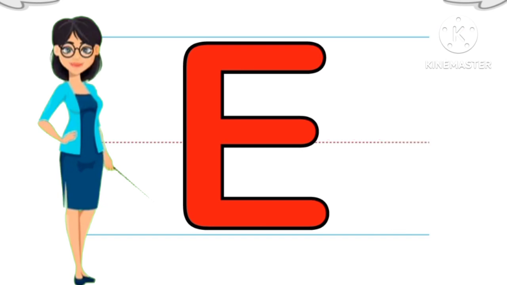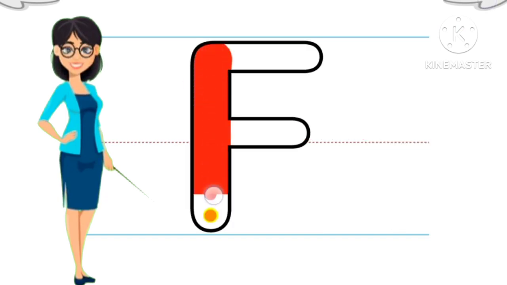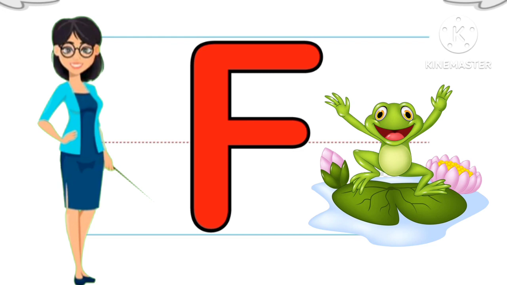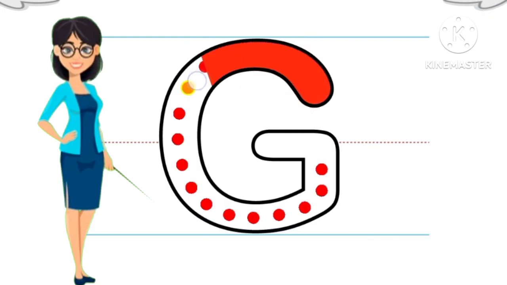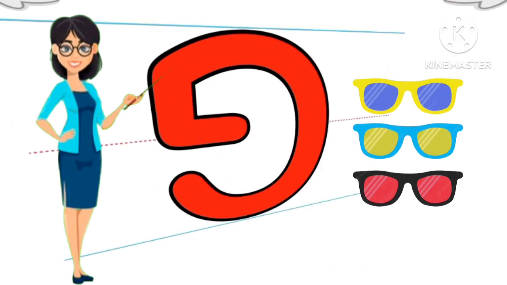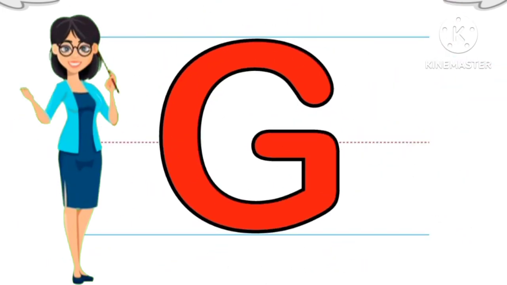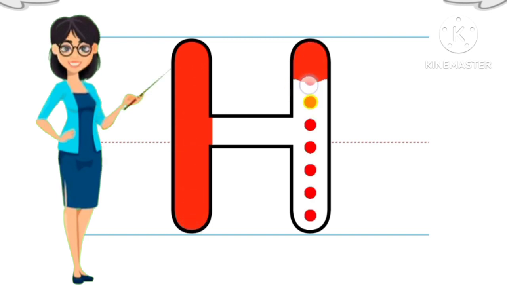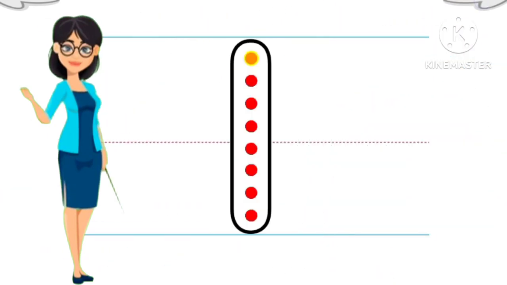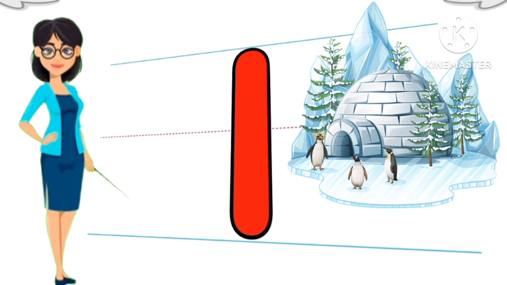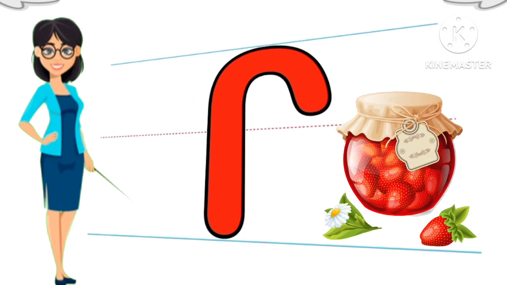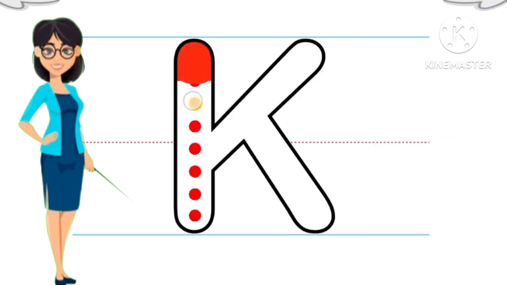E for elephant. F for frog. G for glasses. H for house. I for igloo. J for jam.